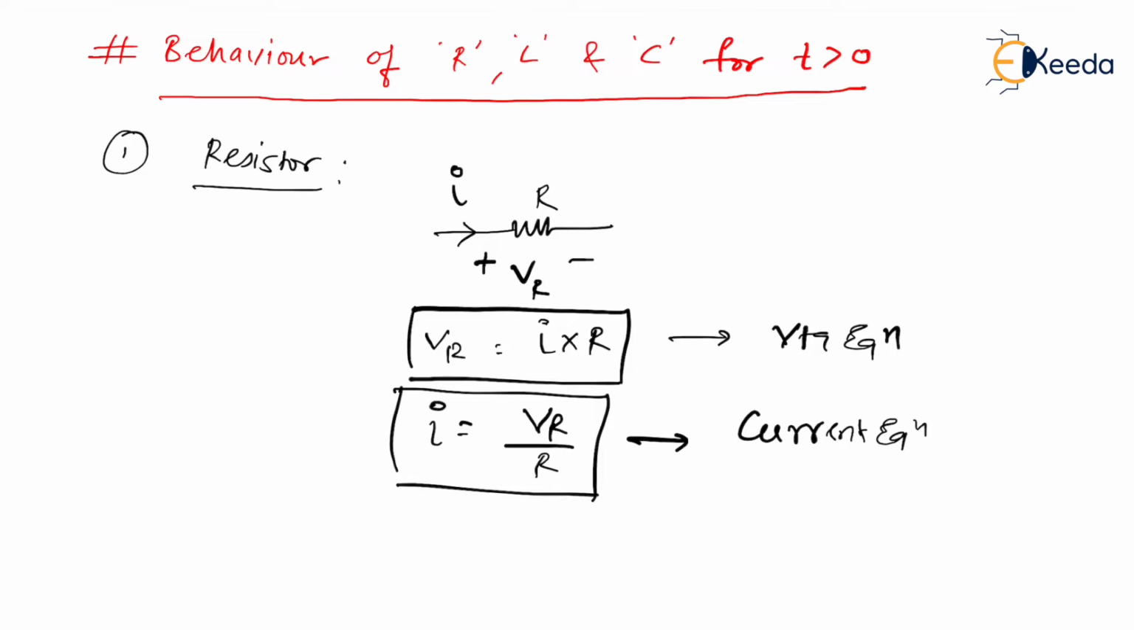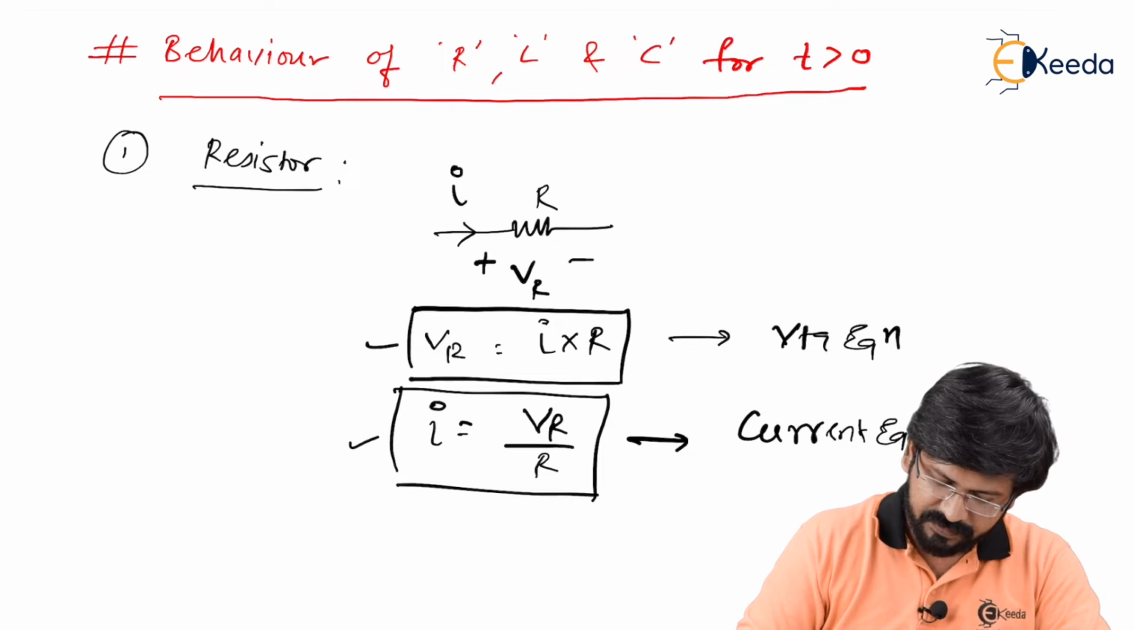You have to use these relations for t greater than 0. What we are discussing right now for resistor, inductor and capacitor is valid only for t greater than 0. So remember these equations. I'm sure you already know Ohm's law. So VR is equal to I into R and I equal to VR by R are nothing new for you. Let's move to the inductor now.